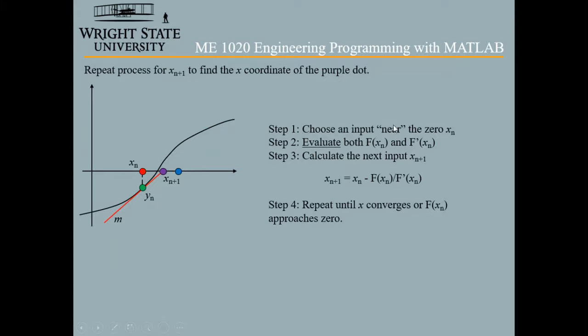You choose an input near 0, and then you basically start the loop. You evaluate both f of x and f prime of x, and then in the loop, you calculate x_{n+1} equals x_n minus f(x_n) over f prime(x_n). Then you check if your function evaluated at that new point, x_{n+1}, is close to 0. If it is, then you leave. If it's not close enough yet, you keep iterating steps 2 and 3, back and forth, until, like in the bisection method, you get an answer that's close to 0.